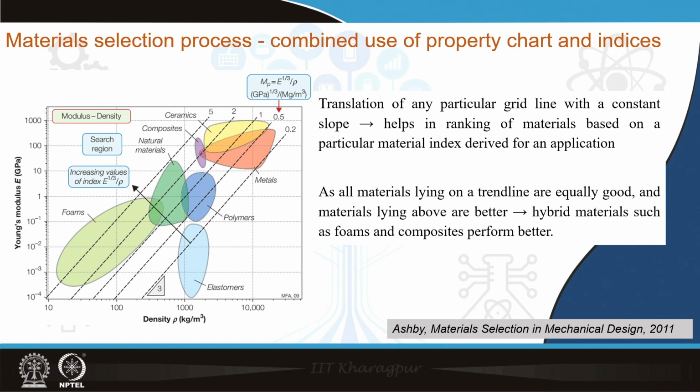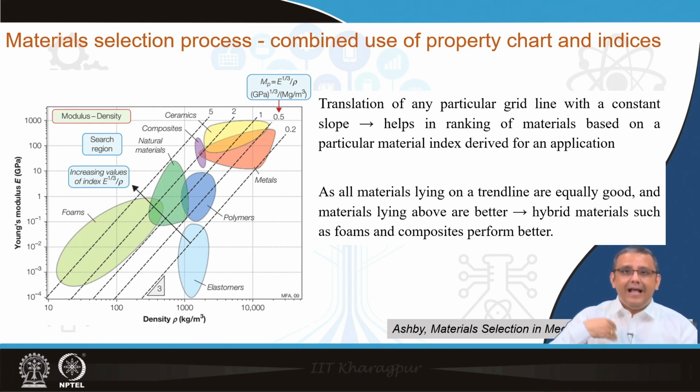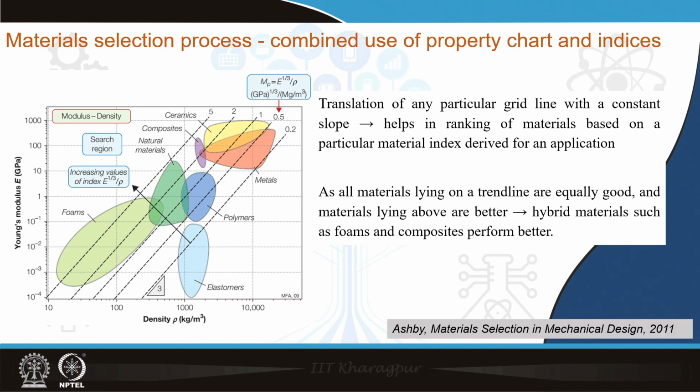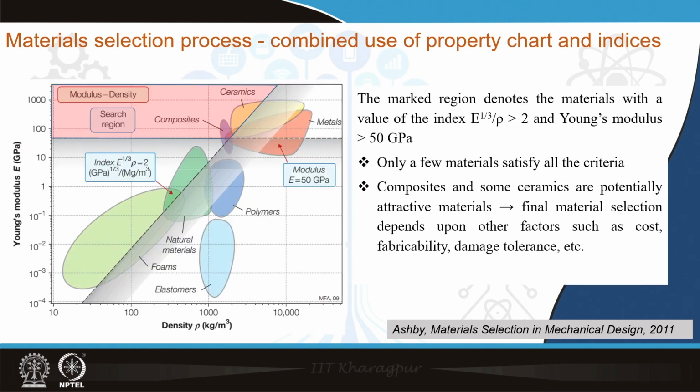So, this way, as we move from 0.2 to 5, we are actually improving. Although the material index remains the same, the overall value of the material parameter E to the power 1/3 over rho is increasing as we move from the line for 0.2 to 5.